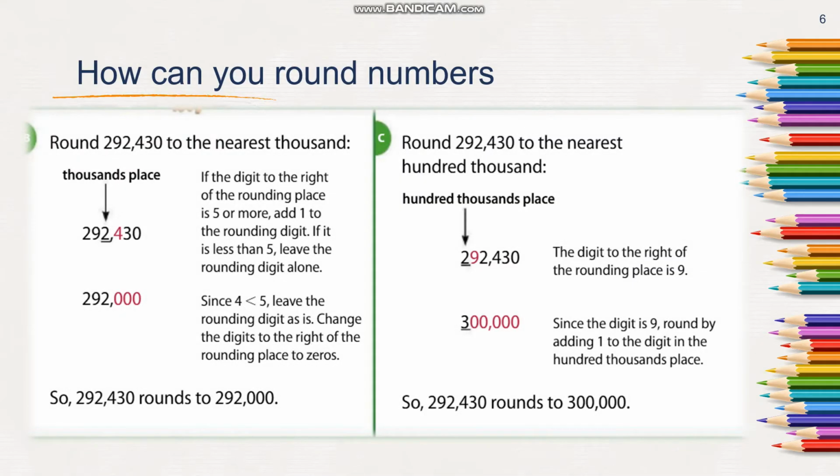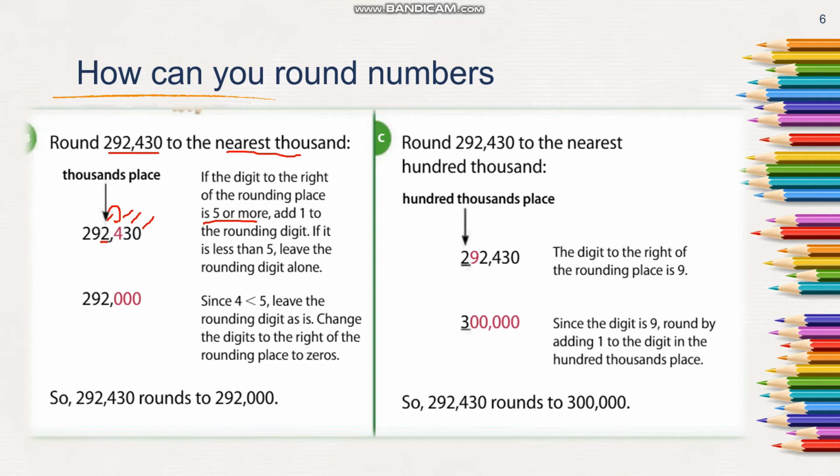So the first one is we need to round 292,430 to the nearest thousand. So let's identify first where is the thousands place. So this is ones, tens, hundreds, thousands. So 2 is the thousands place. So if the digit to the right of the rounding place is 5 or more, so the digit to the right is 4.